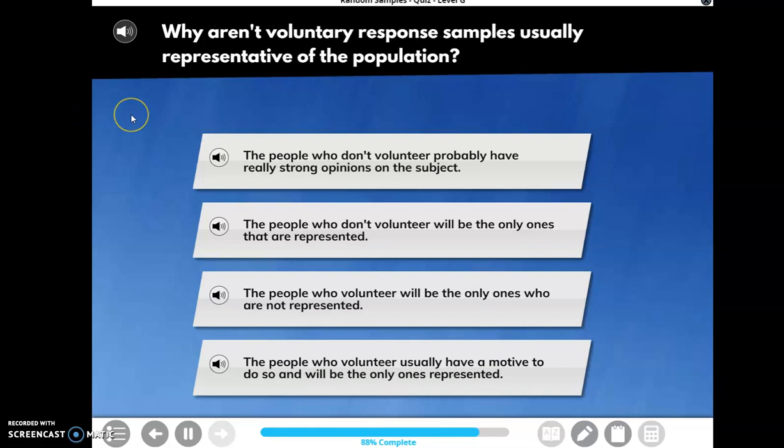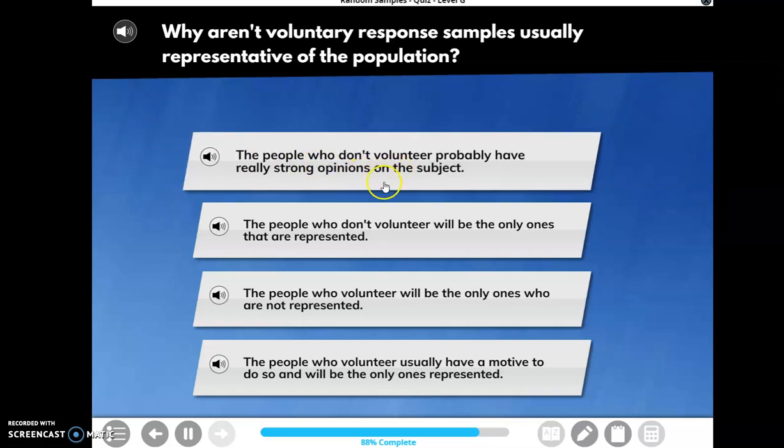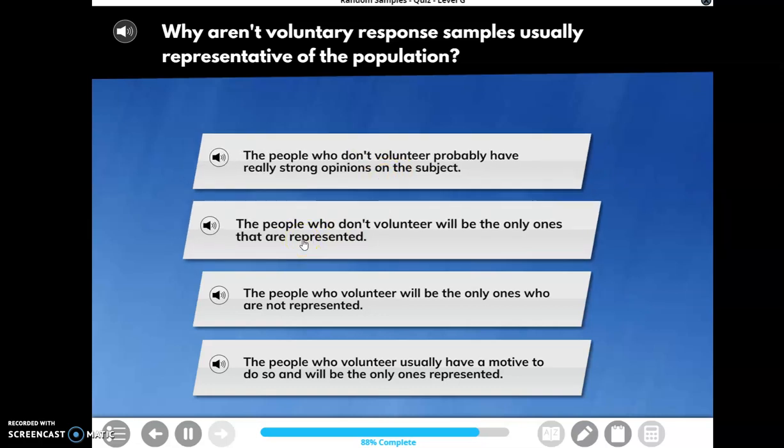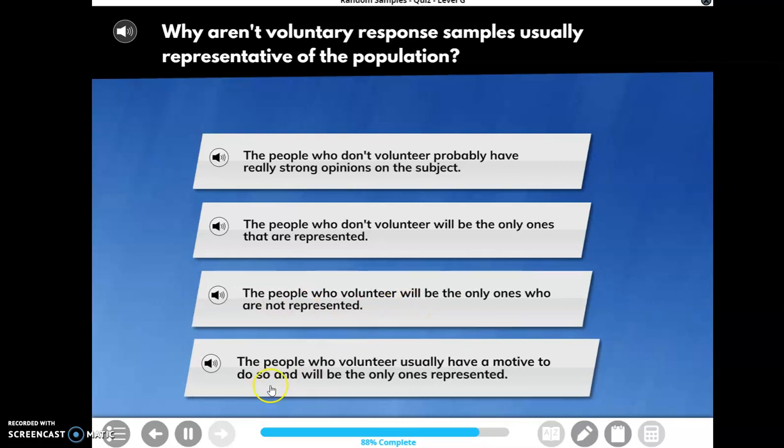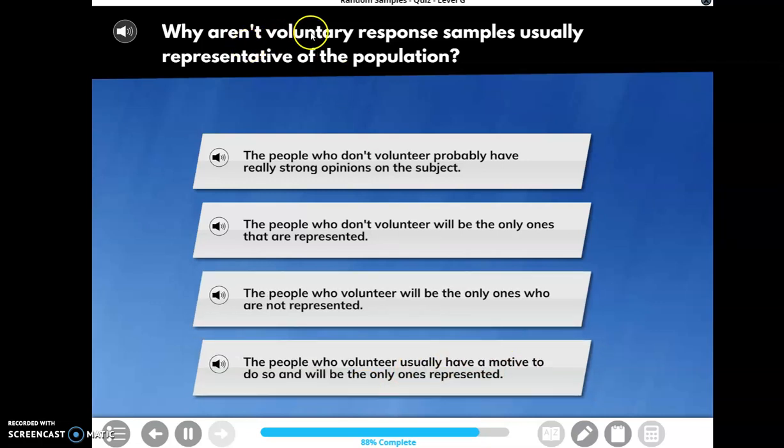Here's another good question. Why aren't voluntary response samples usually representative of the population? People who don't volunteer probably have really strong opinions. The people who don't volunteer will be the only ones that are represented. The people who volunteer will be the only ones who are not represented. Or the people who volunteer usually have a motive to do so and will be the only ones represented. So when you're talking about voluntary response, it means you ask people if they want to respond, and they say yes, so that it's voluntary, they don't have to do it.